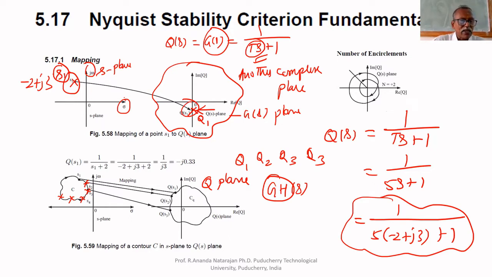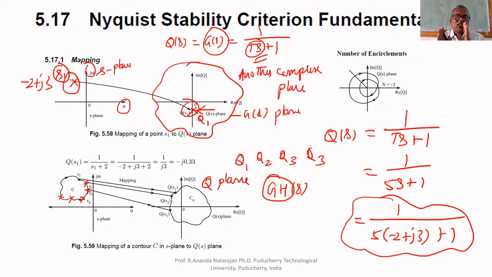Suppose I am taking one contour. Contour means closed path. In mathematics, contour means closed path. I am taking a contour C. I am taking many points on the contour, S1, S2, S3, S4, etc. I am doing mapping on Q. It means what? Hereafter, I won't say substitute those points on Q and find those values. Simply, I say you are doing mapping of that contour. It means taking many points on the contour, substituted in Q, and it is plotted on Q plane.